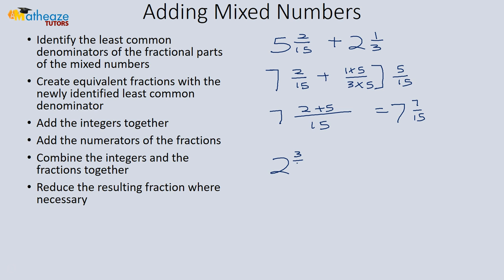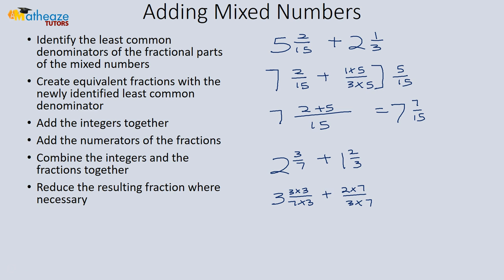One more example. 2 3/7 plus 1 2/3. So here we have two prime numbers in the denominators, so we can say that the denominator would be 7 times 3, which is 21. So what we're going to do is add up the integers. So 2 plus 1 is 3. Now we're going to rewrite each of these fractions so that we have a new denominator of 21. So we multiply 3 by 3, 7 by 3, plus 2 by 7, 3 by 7.